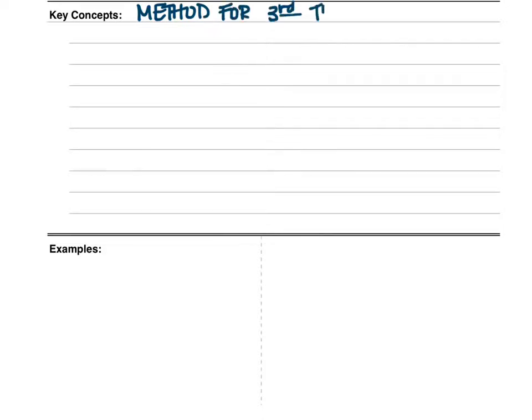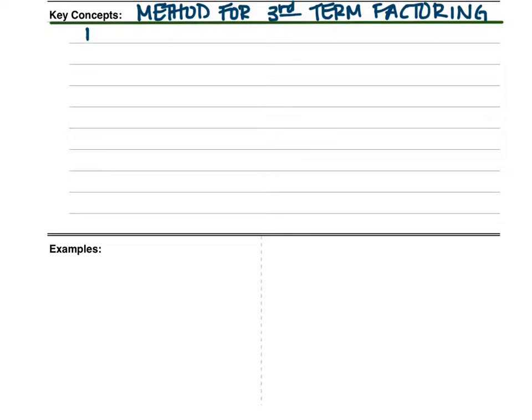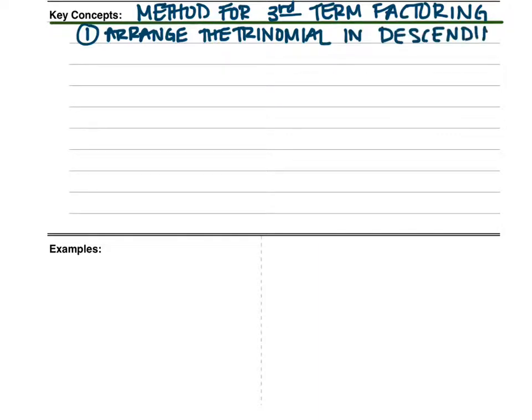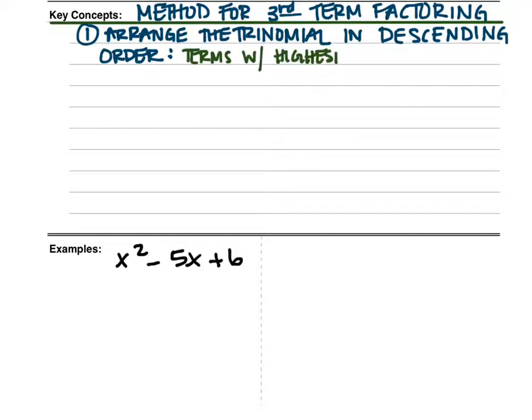So key concepts, we're talking about a method for applying third term factoring. And the first step to this method, again the third term factoring method, is to arrange the trinomial in descending order. And a reminder from Unit 2, descending order is when the terms with the highest power are first, and then down from there.